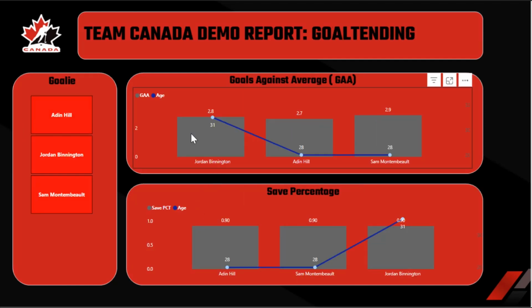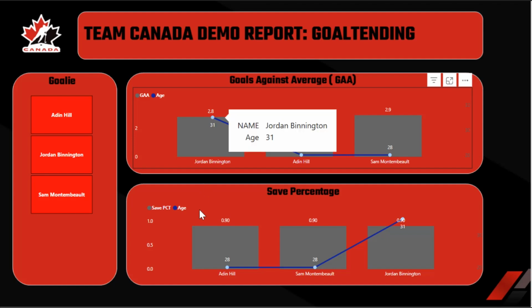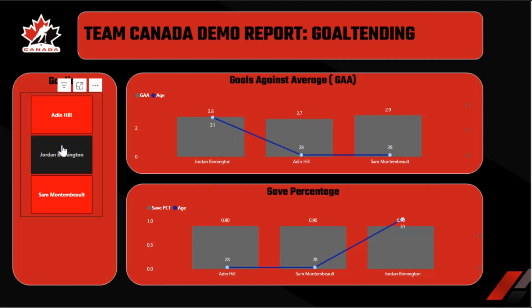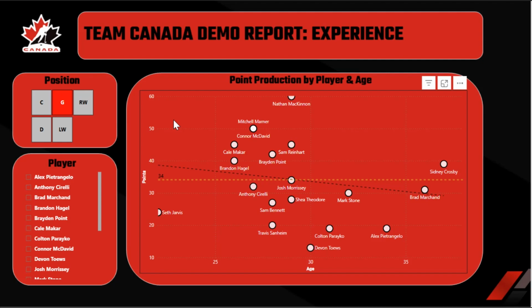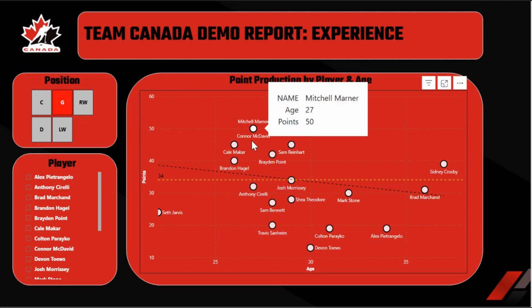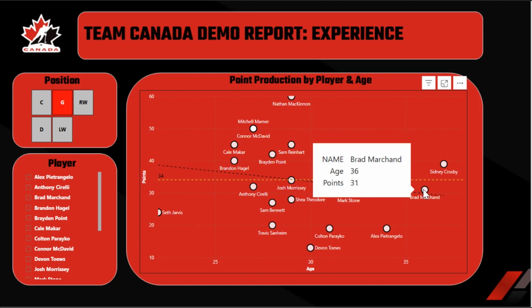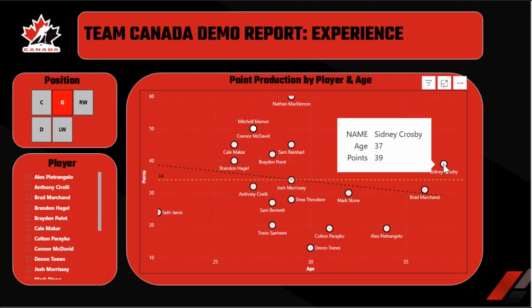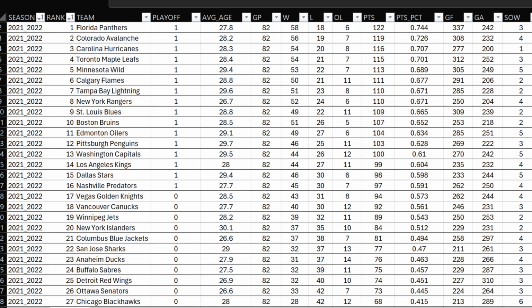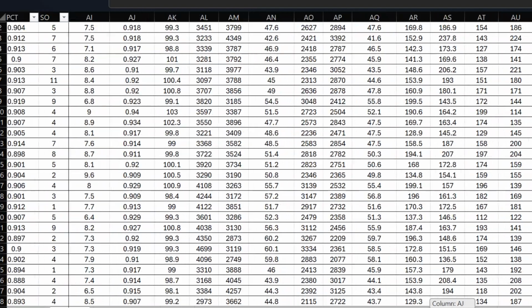The second report shows goaltending performance through goals against average and save percentage. It also overlays age on both of the visualizations. The filter here is for the goalies. The third report shows point production versus age through a scatter plot. Players towards the bottom right are older players who may not be as productive as younger players located towards the top, middle to left.